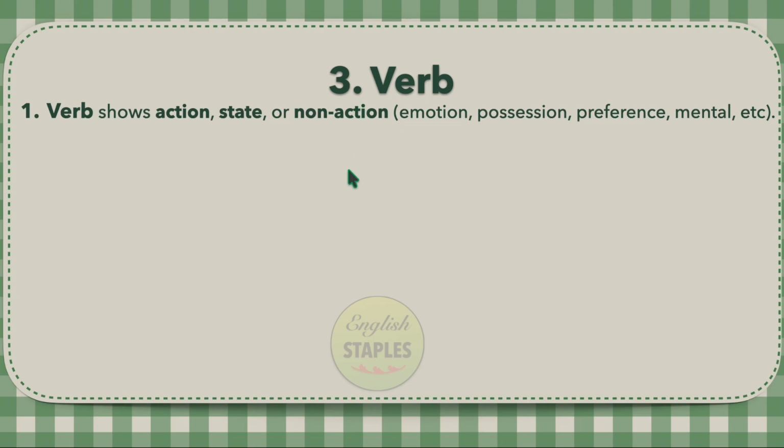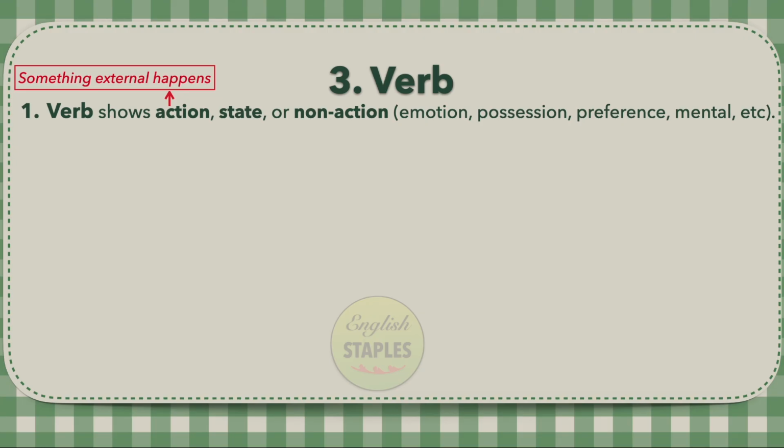Let's look at the third part of speech, verb. What's the job of the verb? It shows action, state, or non-action. And for non-action, we have some categories: emotion, possession, preference, mental.